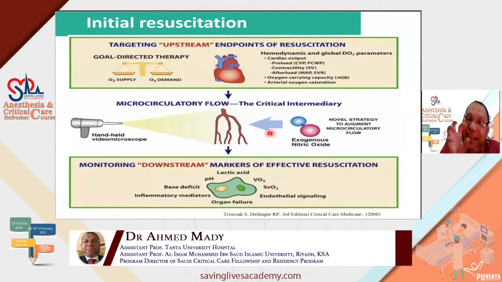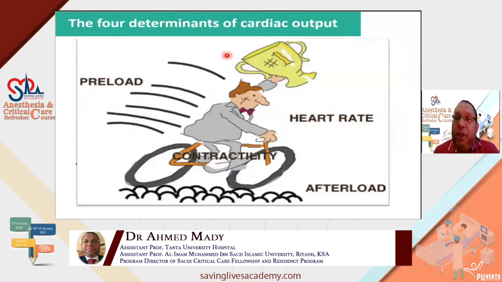When you have this diagram in your mind, you will know how to deal with the shock patient. All of us look at the macrocirculation, assuming we have a patient with cardiac output. All of us will be happy if the heart ejects a good amount of blood, which is stroke volume. But we need to think about how this can be done. It can be done by improving the four determinants of cardiac output: preload, cardiac contractility, heart rate, and of course the resistance in front of the heart, which is afterload.